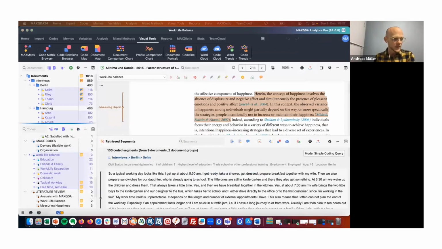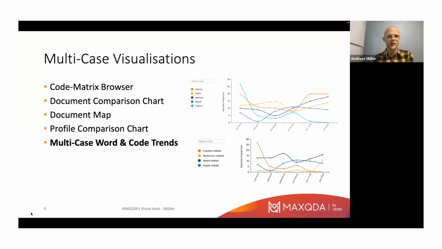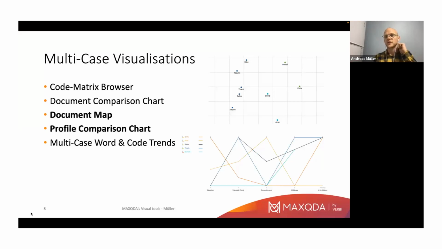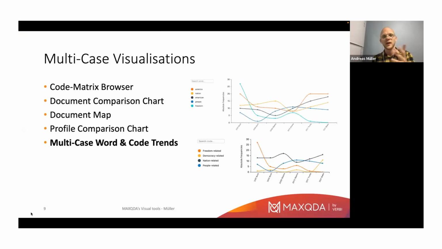Okay, these are the multi-case visualizations. So we had the Code Metrics browser, you compared frequencies, the distribution, the document comparison chart to break down the structure. The document map is for clustering, the profile comparison chart for combining codes and variables, and the case and code trends to see how words or codes change in frequency from one document to another.